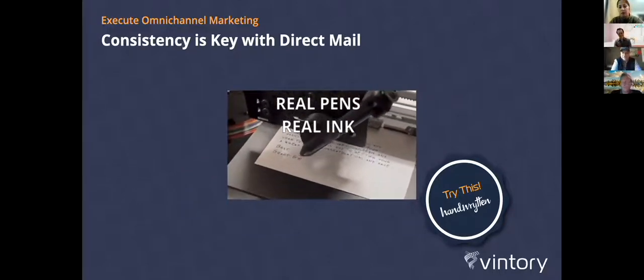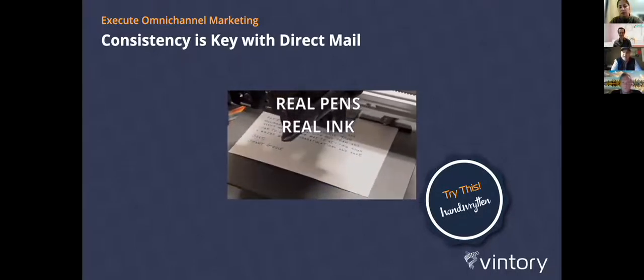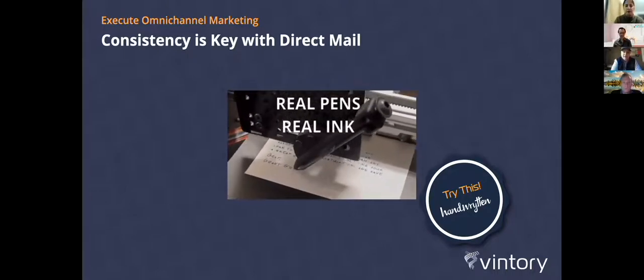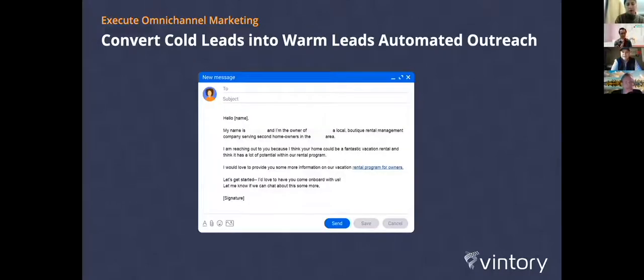And here's the thing, even if you're not a Vintory partner, there are other companies out there like this that do it. There's one called handwritten.com, handwritten with a Y. You can deploy these kinds of handwritten notes, and it definitely gets your attention. The letter will definitely get picked up.